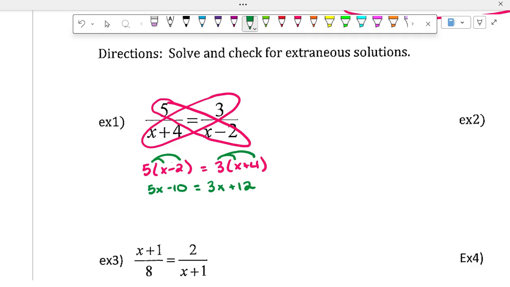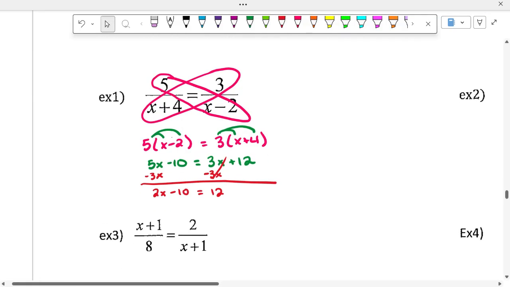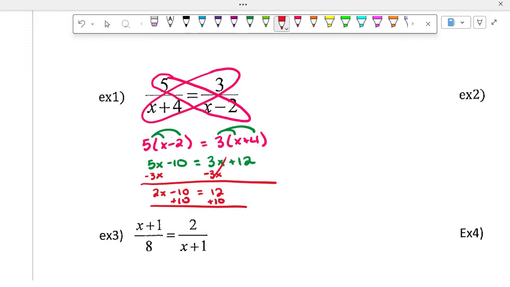So I need to combine like terms, but right now they're not on the same side of the equal sign. So how can I? I can minus 3x from both sides. So this will give me 2x minus 10 is equal to 12. Then what do I do? Add 10 to 12. So 2x is equal to 22.